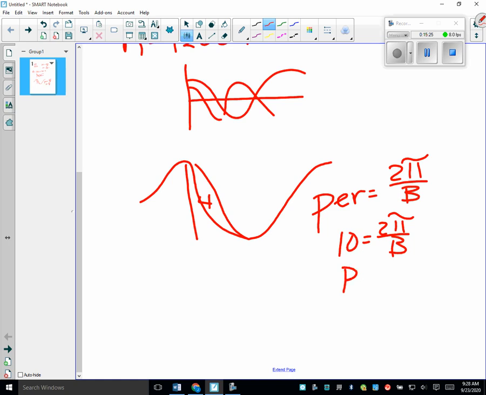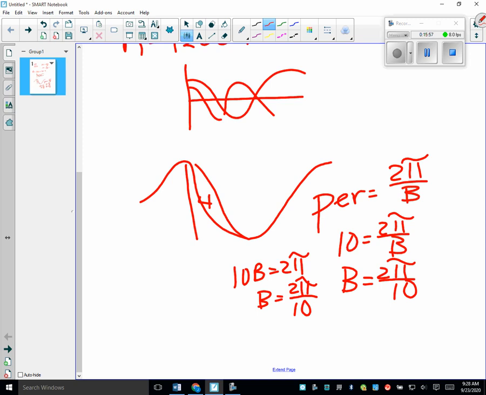So is B equal to 2 pi over 10? So what is B? Here I multiplied both sides by B, so I said 10B equals 2 pi. So B is 2 pi over 10. So it's pi over 5 is B.